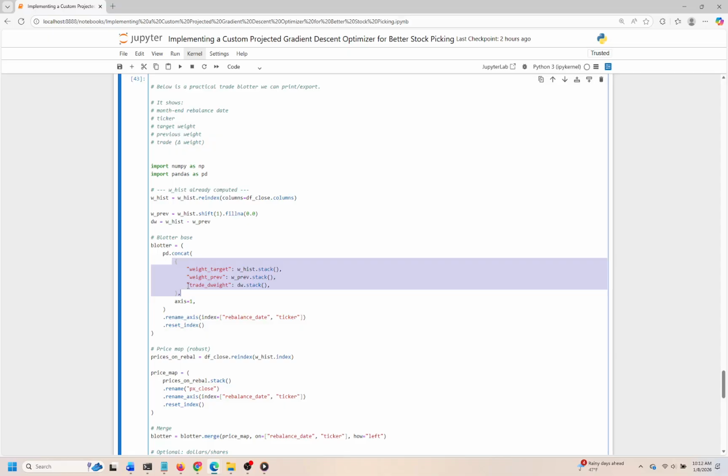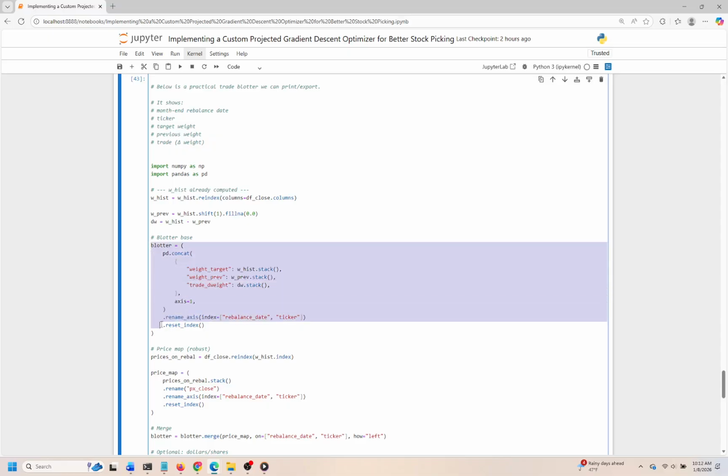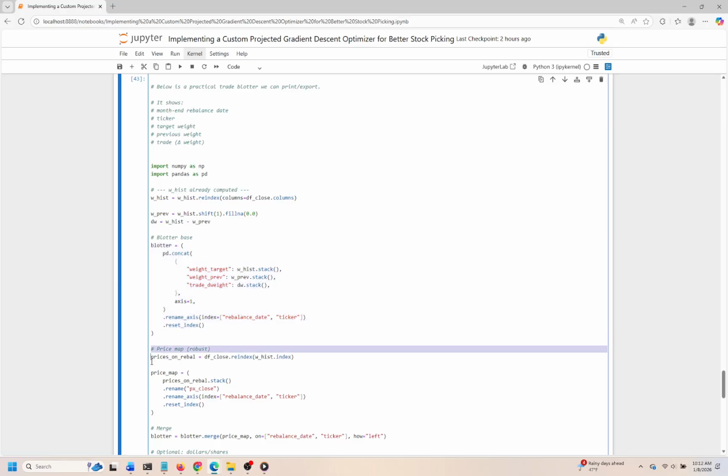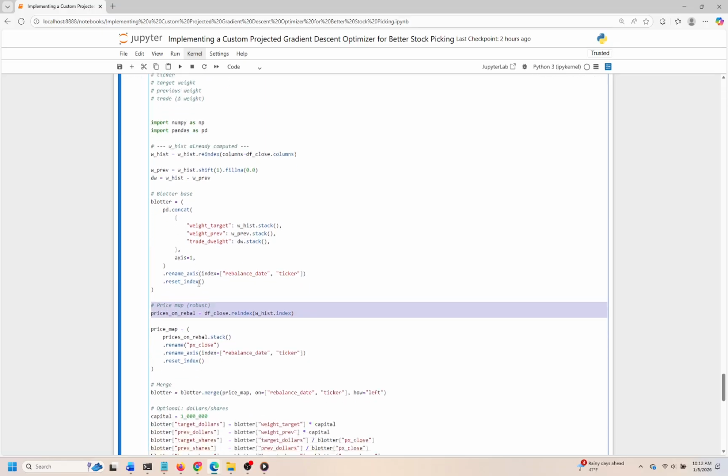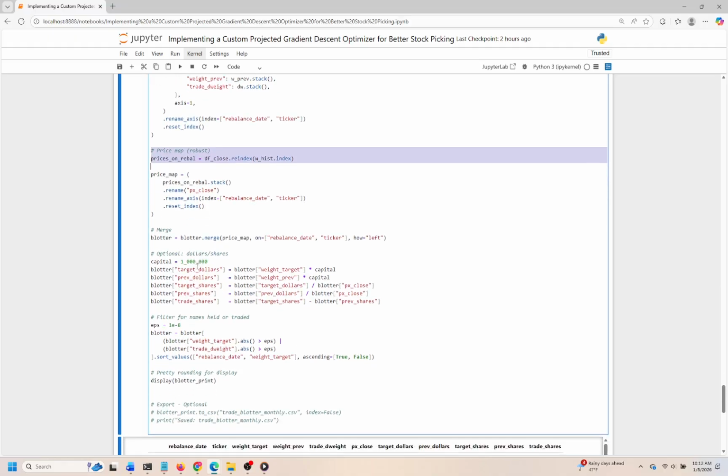Next, we build our blotter by stacking the relevant weights and the calculated weight changes into a structured format. We also incorporate prices at the time of rebalancing, marrying our weight changes with the current market conditions. This dual layer provides a richer context, helping us visualize not just how much we've altered our positions, but also how those changes interact with market valuations.